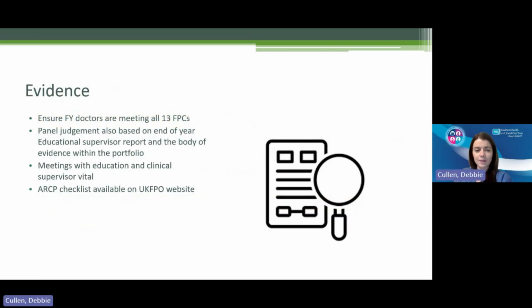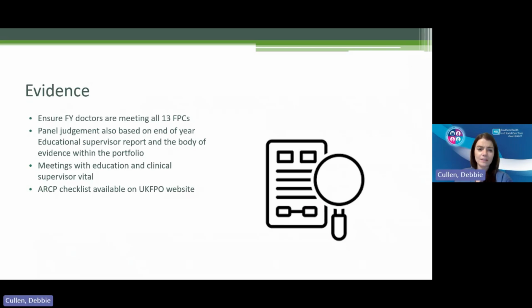So I know we've talked a little bit about the evidence that we expect you to gather in your portfolio, and how do we assess that? So there's lots of things that will be on your portfolio. Supervised learning events include mini-CEXs, directly observed procedures, case-based discussions, amongst other things. As a panel, we look to make sure that those pieces of evidence meet all of the 13 FPCs and the curriculum requirements, and that you've linked them appropriately and the evidence matches what we would expect.